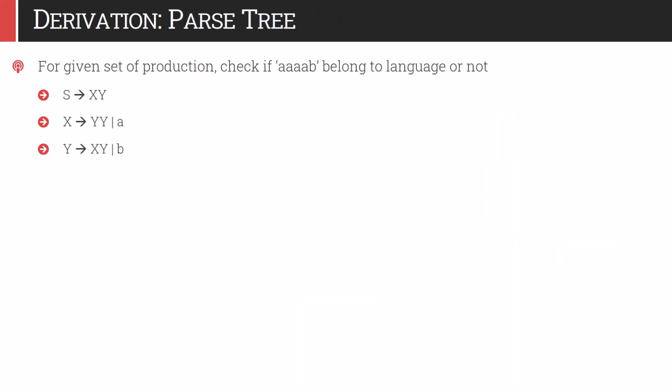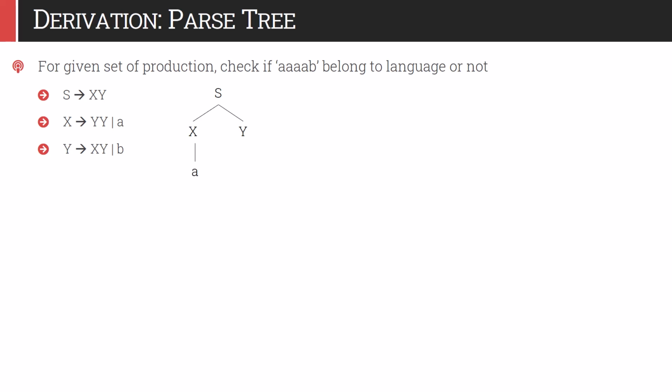The question might be asked in this way as well, that check the validity of the string, whether the given string is a member of the language or not for the given production. So we have to check whether 4AB belongs to the language generated by this grammar or not. So we should always start with capital S. S gives XY. X is having two choices, double Y or A.